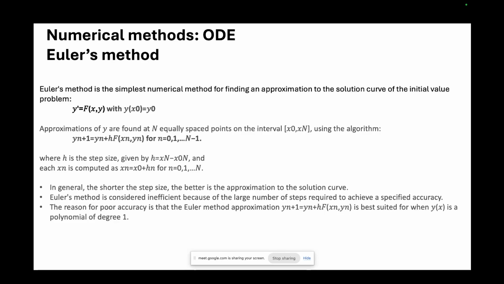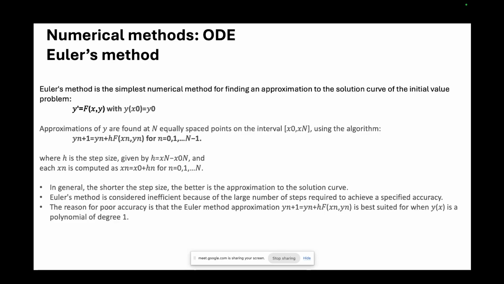As I was telling, analytical methods are not always applicable, because the system of equations for that particular ODE will be very complicated, and you cannot directly separate out the variables and do a simple integration to find the exact equation. So in those cases, we use numerical methods. One of the numerical methods that we use is Euler's method.